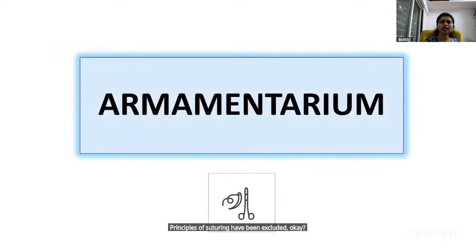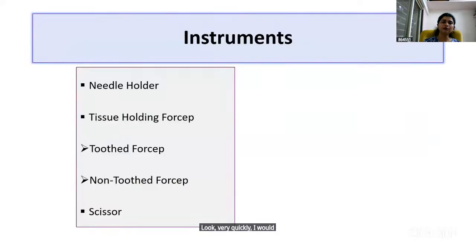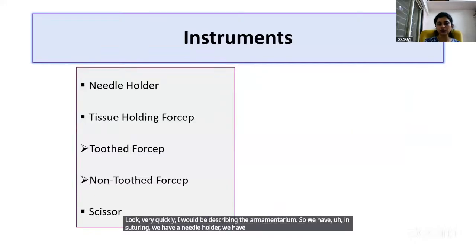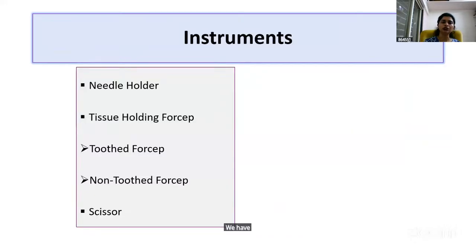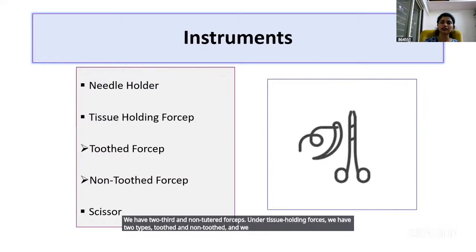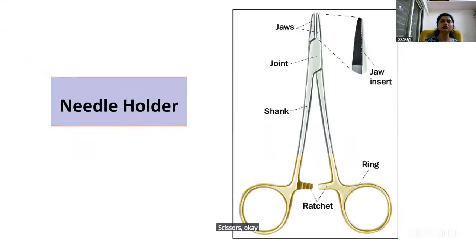Now, very quickly, I will describe the armamentarium. In suturing, we have a needle holder and tissue holding forceps. Under tissue holding forceps, we have two types, toothed and non-toothed, and we obviously have a suture cutting scissor. Okay. So this is a needle holder.